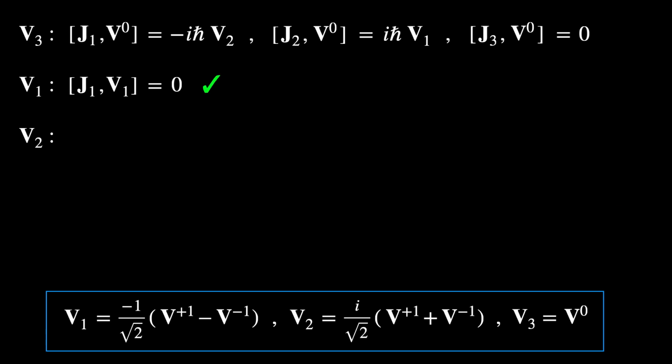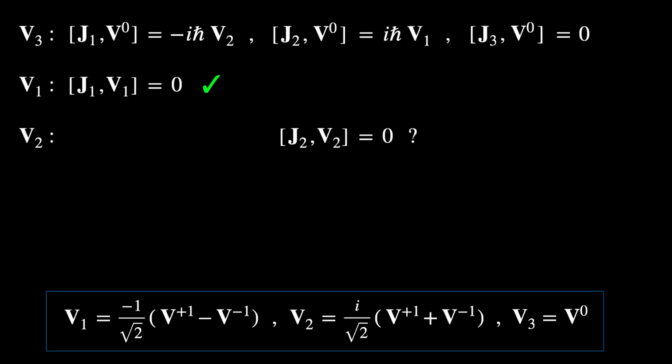It would now be convenient for us to check this equation, whether J2 commutes with V2 as defined in the blue box.